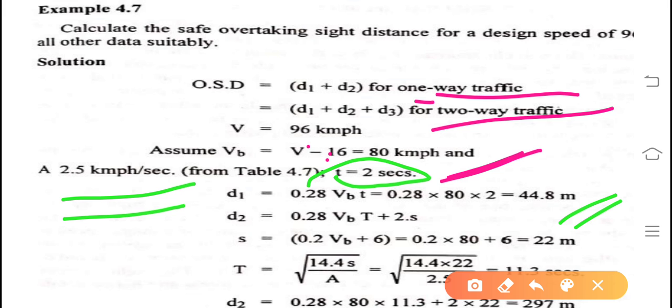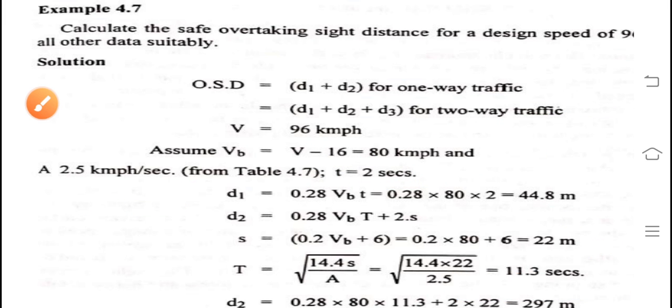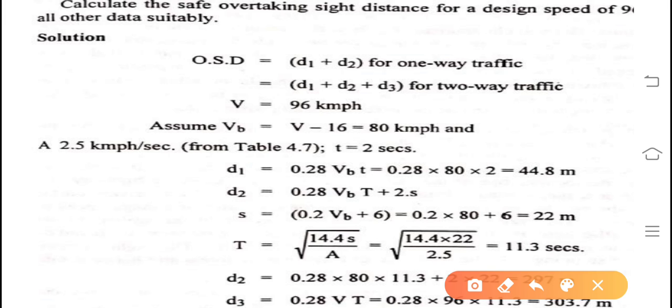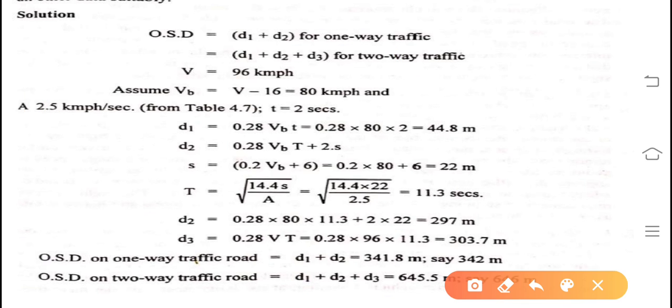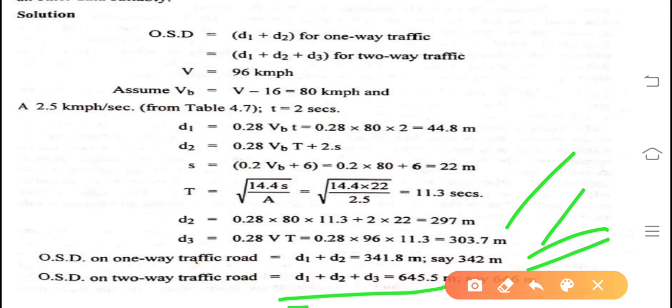Therefore, d1 is worked out to be equal to 44.8 meter. s is equal to 22 meter. Capital T, the actual overtaking operation time, is equal to 11.3 seconds. d2 is equal to 397 meters. d3 is equal to 303.7 meters. Therefore, OSD for a one-way traffic road is d1 plus d2, you have to add them and keep it as the result. For OSD for a two-way traffic road, you have to add all the three, d1 plus d2 plus d3, because opposite vehicles are also expected.